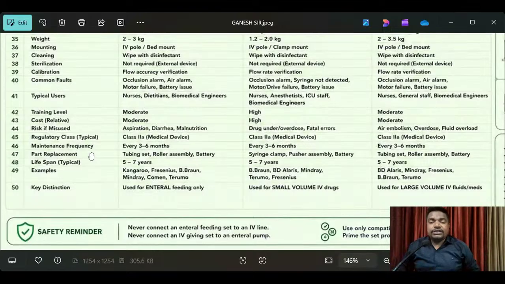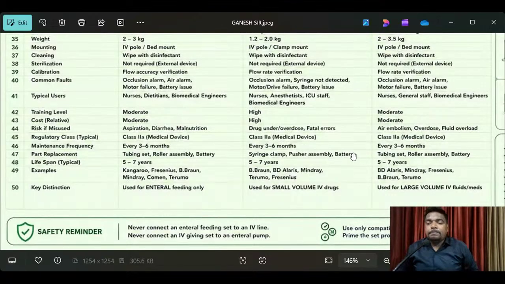Right. And see here, 47th point, part replacement. When it comes to the feeding pump: tubing set, roller assembly, battery. These are the main components available in a feeding pump. And when it comes to the syringe pump: syringe clamp, pusher assembly, battery. These are the main things. Because internal motors are there, damage is very rare. Only after using it a lot will there be a problem. The major problem is the motor, because it is running continuously. If preventive maintenance is not done properly, it may cause us problems.